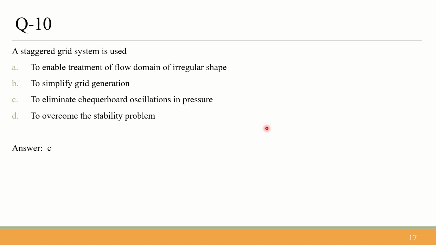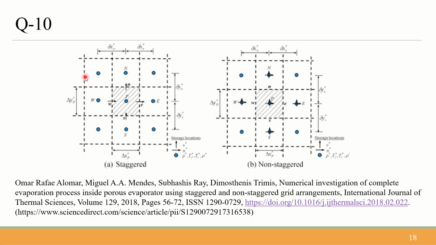Therefore, to eliminate the checkerboard oscillations in pressure, we use staggered grid systems. The chance for pressure to become zero is there if we use a non-staggered grid. So we go for a staggered grid system to eliminate the checkerboard oscillation problem. So the right answer to this problem is option C.